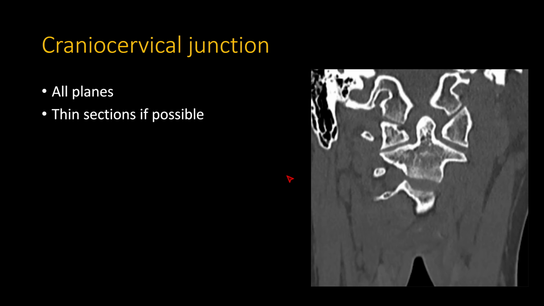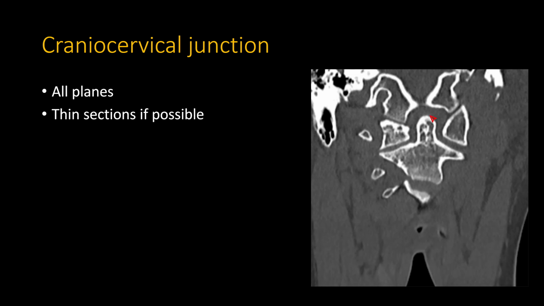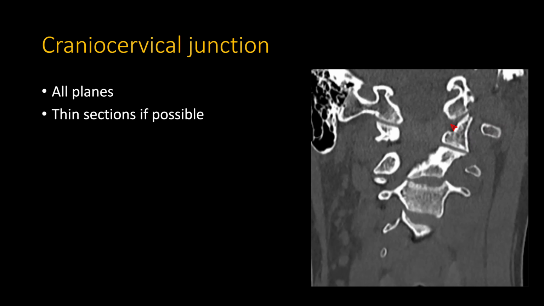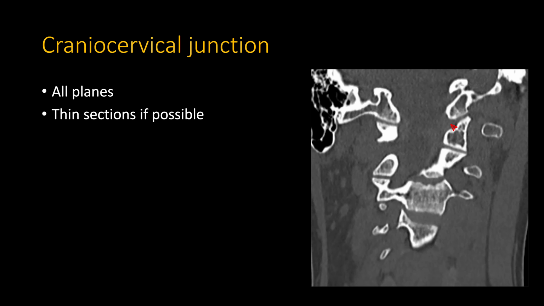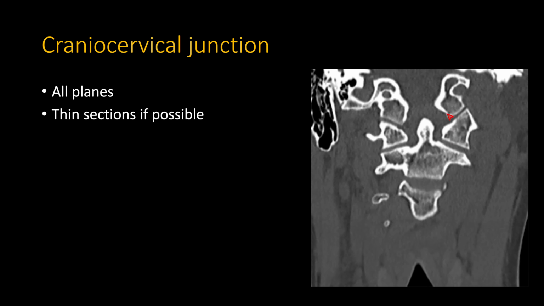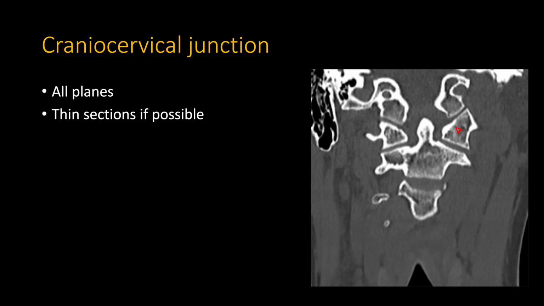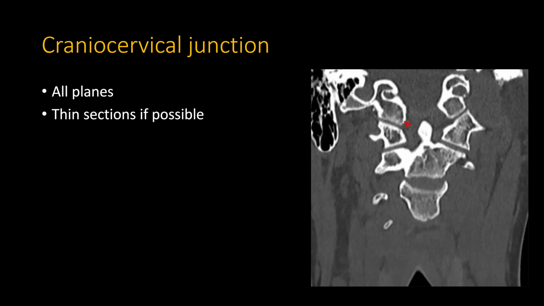Then I look specifically at the craniocervical junction. That's where the occipital condyles articulate with the lateral masses of C1. I look at it thoroughly in all planes and on thin sections if possible, because any fracture here can be very important, unstable and potentially dangerous to the patient, especially small chip fractures or avulsion fractures at the tip of the occipital condyles. That's where the alar ligaments attach, and those can be quite unstable fractures.